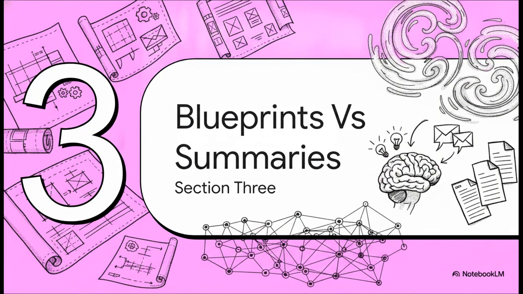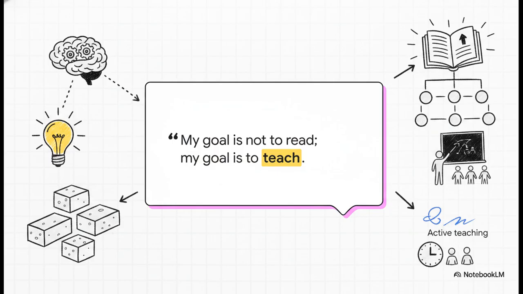Section 3. Blueprints over summaries. So to really leverage this tool, we need a fundamental mindset shift in how we actually talk to AI. The crucial point here is this quote: "My goal is not to read, my goal is to teach." We aren't asking the AI to give us a summary of a chapter just so we can read it. Instead, we're prompting it to construct a comprehensive teaching structure, a blueprint that we can actually deliver in the classroom. We want an active teaching system, not a passive summary.